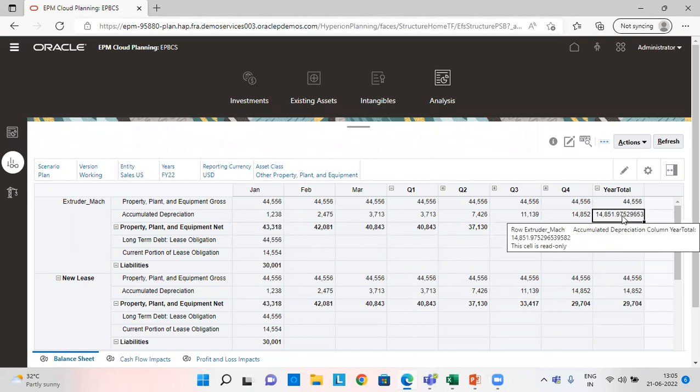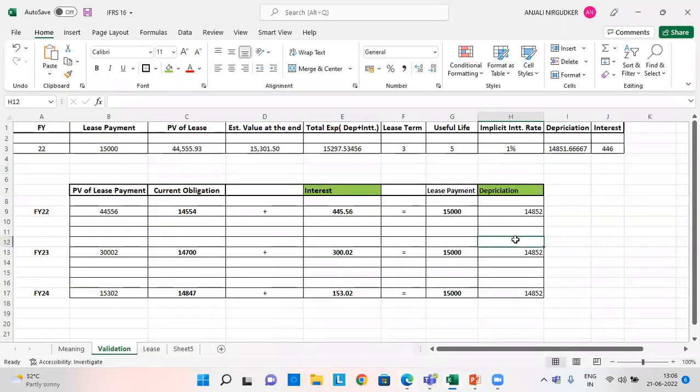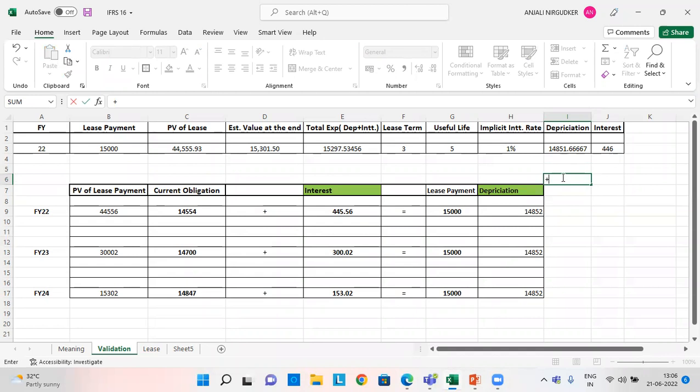So as we can see here, the total accumulated depreciation amount is 14851. We can round it off to 14852. My present value was 44555.93. I do not have any residual value, so I'm going to simply divide it by the lease term, which is 3, which comes to 14851, as you can see.